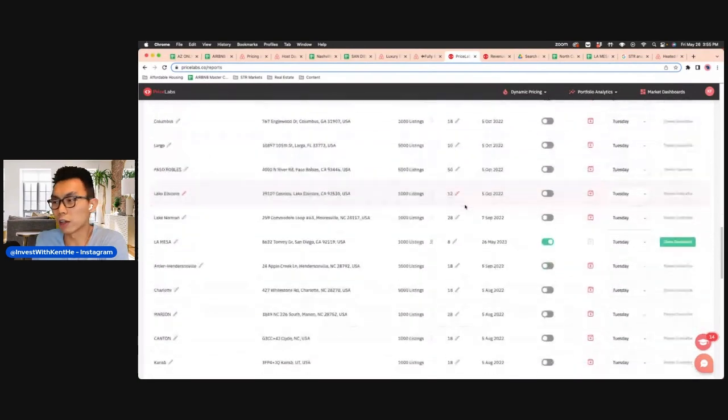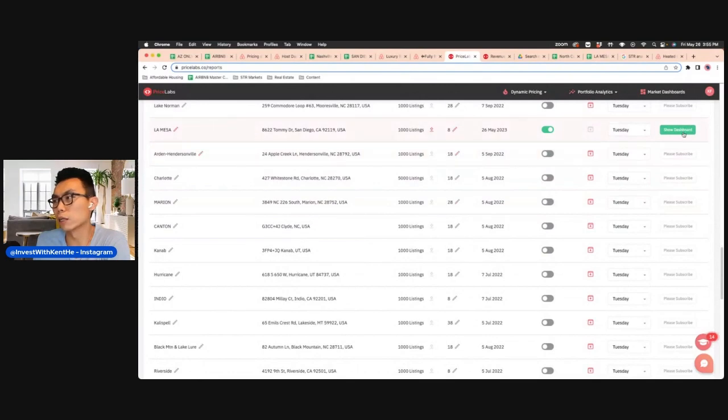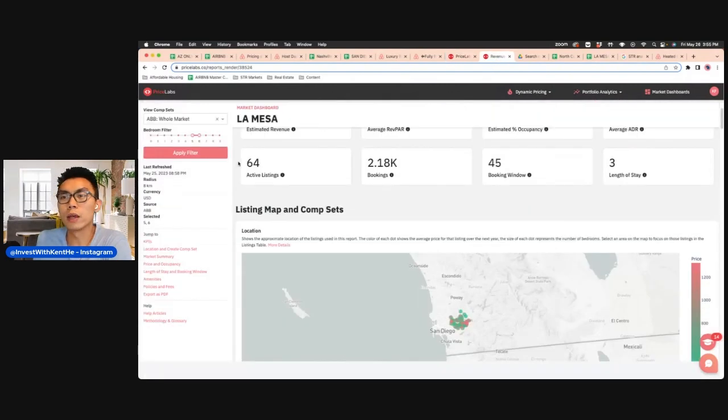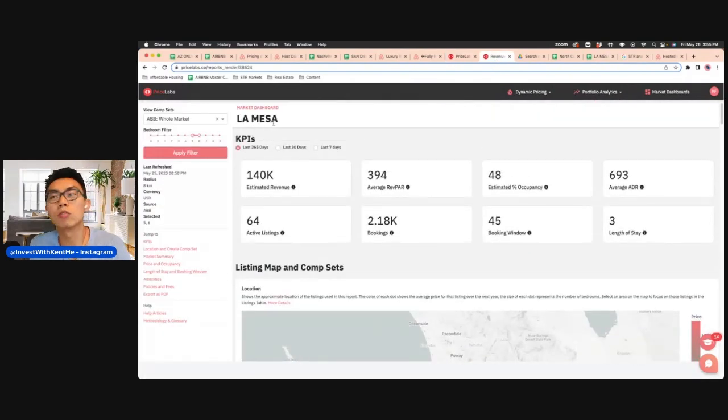I'll probably put like 50 kilometers. It generally costs about $5 to $10. Hit show dashboard, and when you hit show dashboard, it brings you up to this market dashboard function. With this market dashboard function, you're able to filter on a bedroom count. I already did it for 5 to 6 bedrooms. So that's the property that we're comparing to.